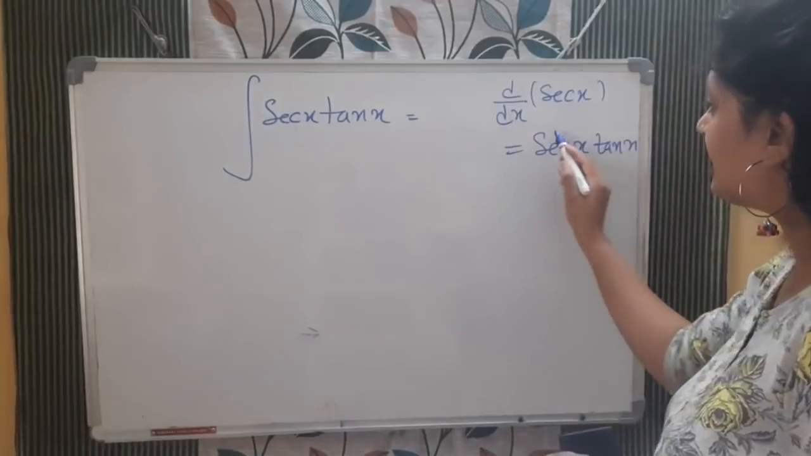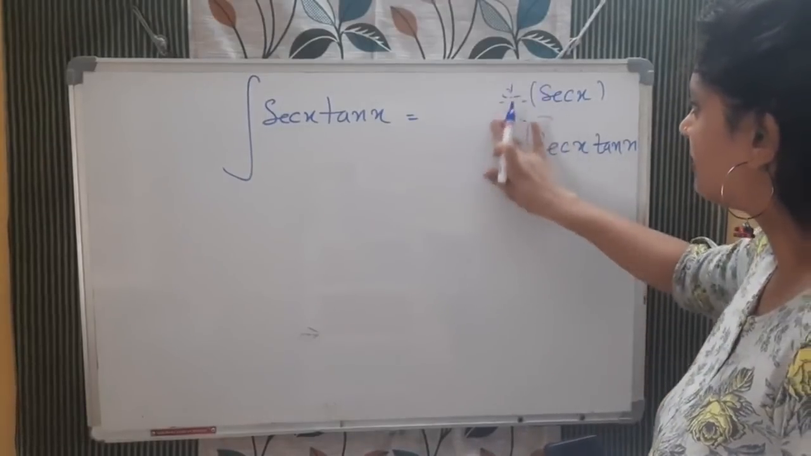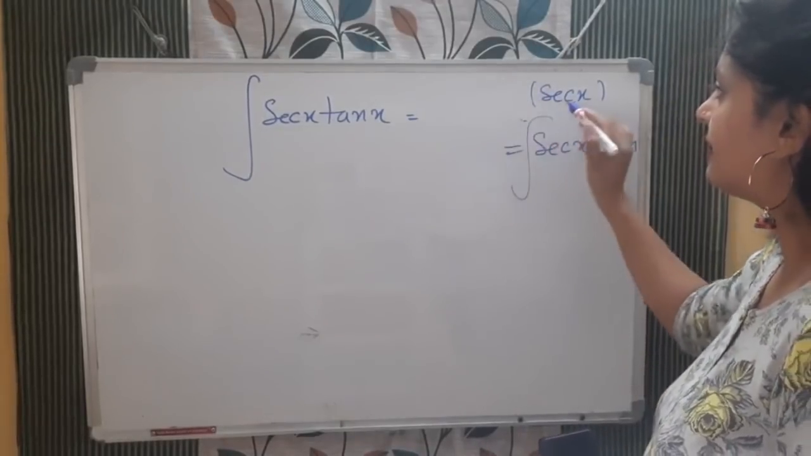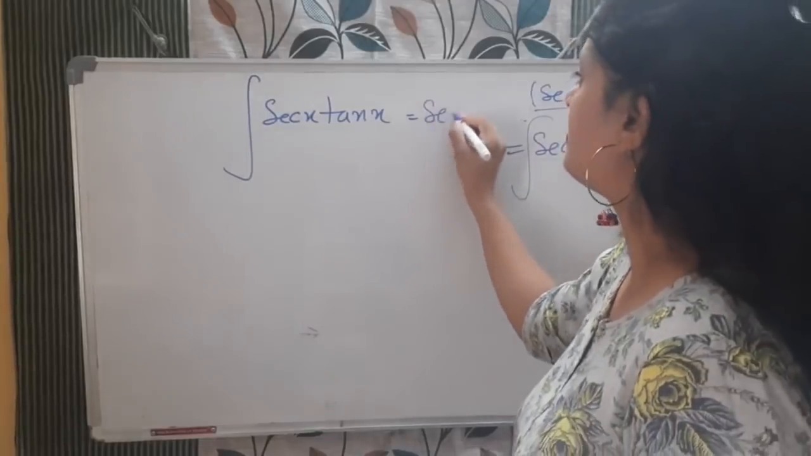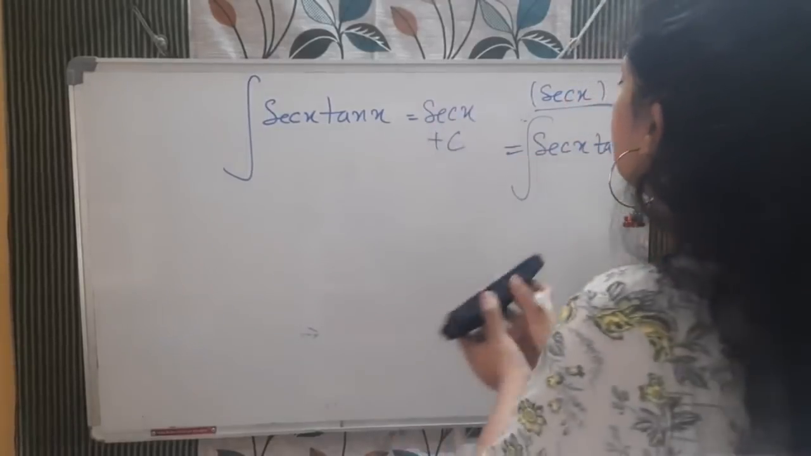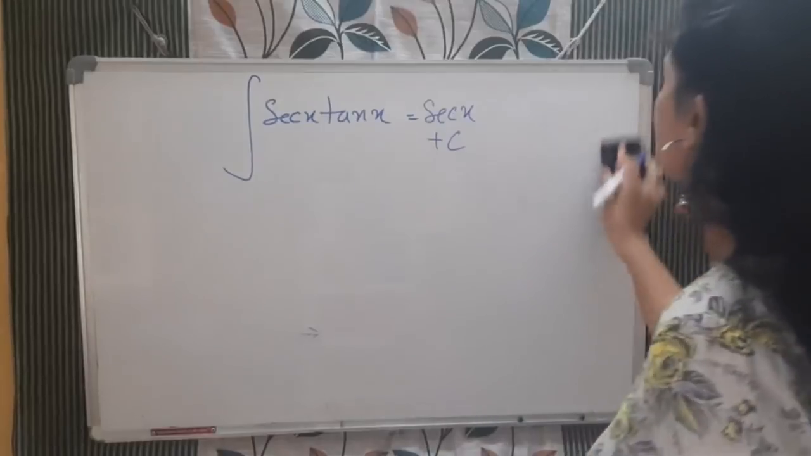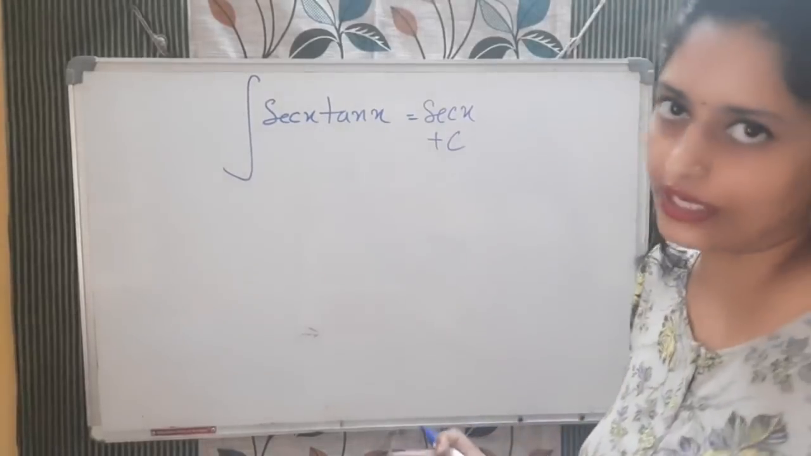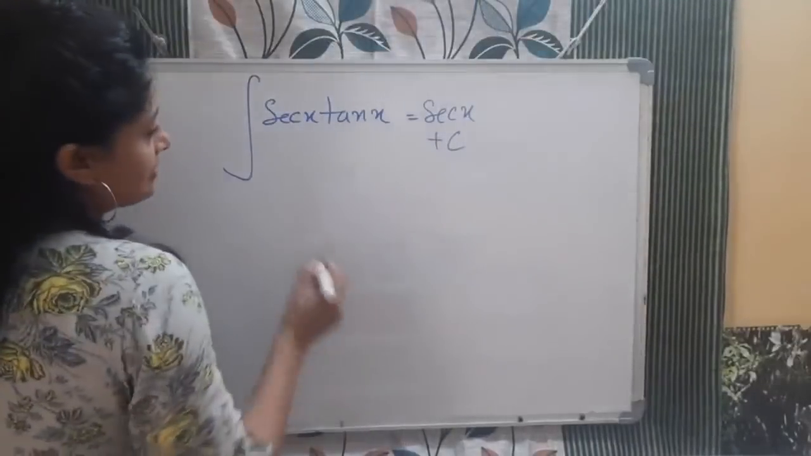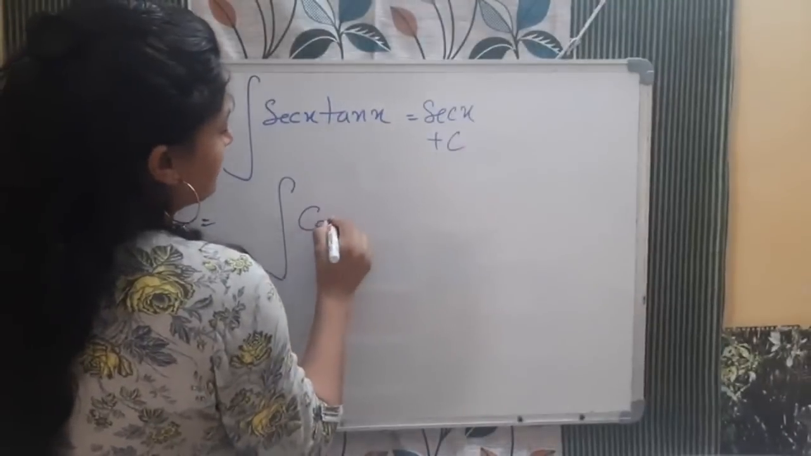Now I am saying integration of this, क्या होगा? ये cancel हो जाएगा and what will be the answer? Secant x. So it will be secant x plus constant. It is very simple. These are the reverse. जो differentiation में होता था integration में उससे उल्टा हो रहा है, ठीक है? Secant x plus c. Same way if I will say cosecant x and cot x.